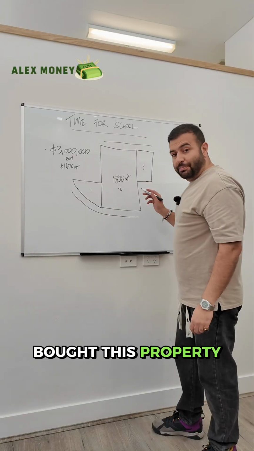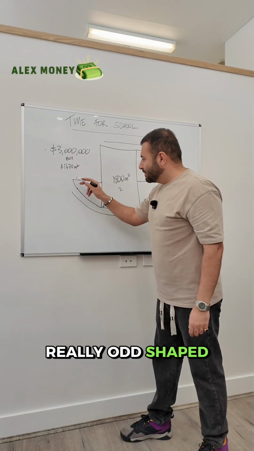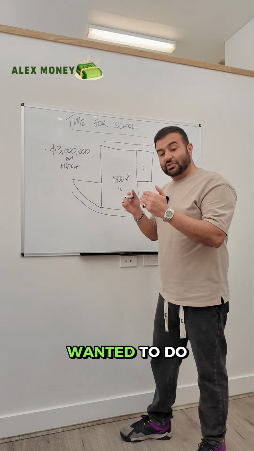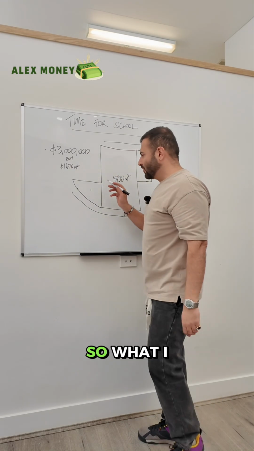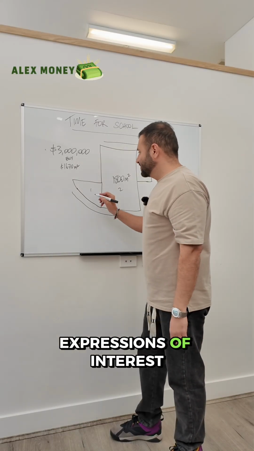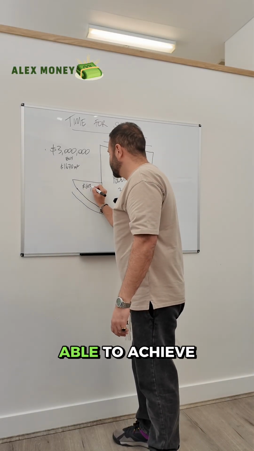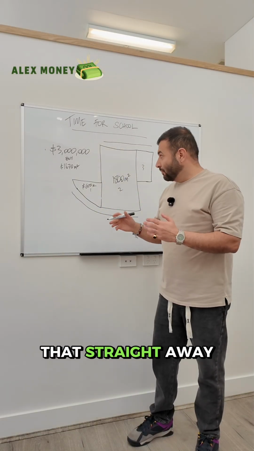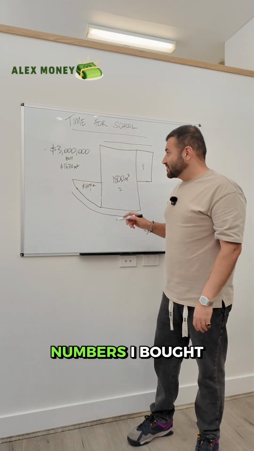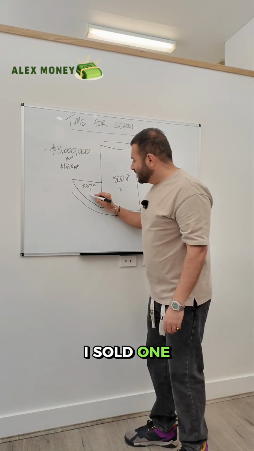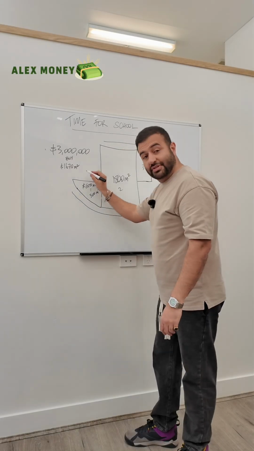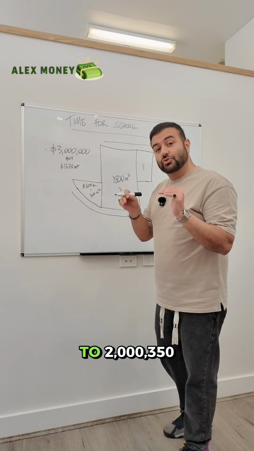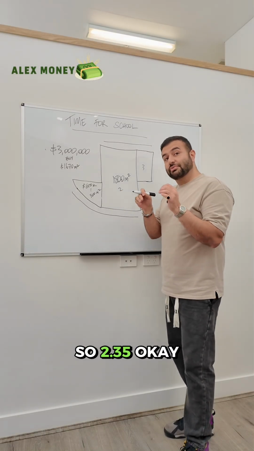Now, when I bought this property, the first thing I did, we had this really odd shaped triangle block on the side. It really didn't add to the entire development as a whole. And what I wanted to do was reduce debt as quickly as possible. So what I did is I put this onto the market, expressions of interest, and very quickly, I was luckily able to achieve $650,000 for that property. So I sold that straight away and paid down my debt. So if you're looking at the numbers, I bought it for $3 million. I sold one 300 square meter block for $650,000. That brought my debt straight away to $2,350,000, so 2.35.